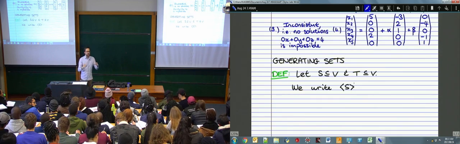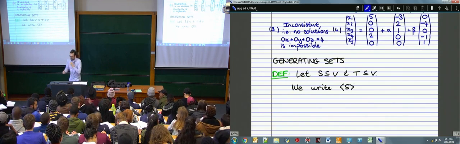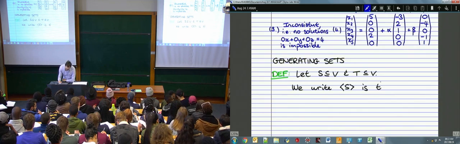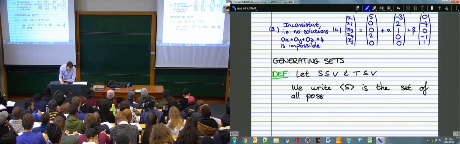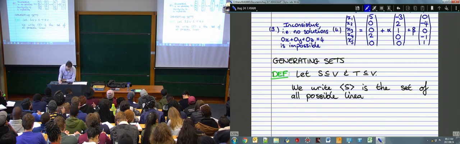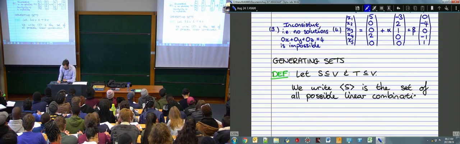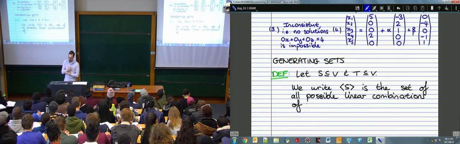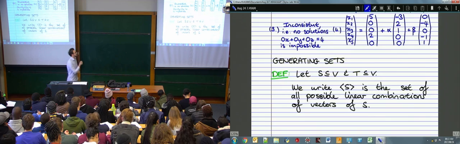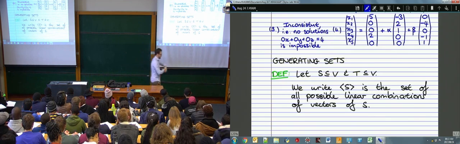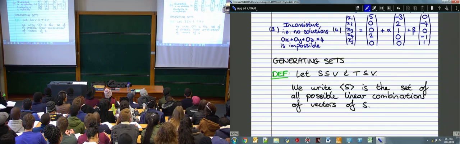This means the new set, which is all the possible linear combinations of elements of S. So this over here is the set of all possible linear combinations of vectors of S. So these angle brackets just say that you take all the possible linear combinations of all the things that were in S, and you bundle them up together.